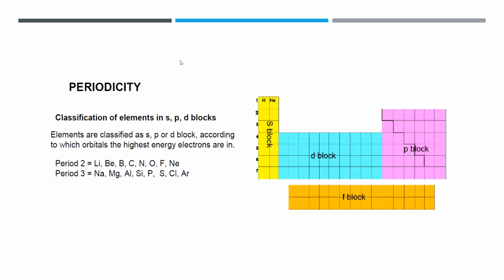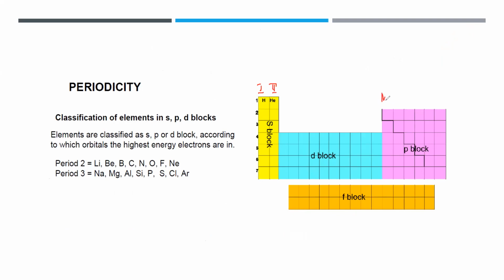So basically, what is the periodic table? The periodic table is divided into blocks. The first two groups are known as s block elements. Why do we call them s block elements? Whenever we write the electronic configuration, their last shell electron is in the s orbital, so we call them s block elements.